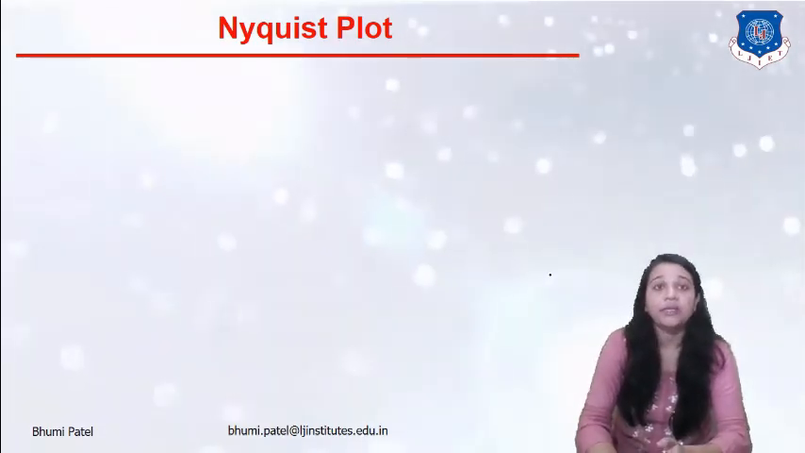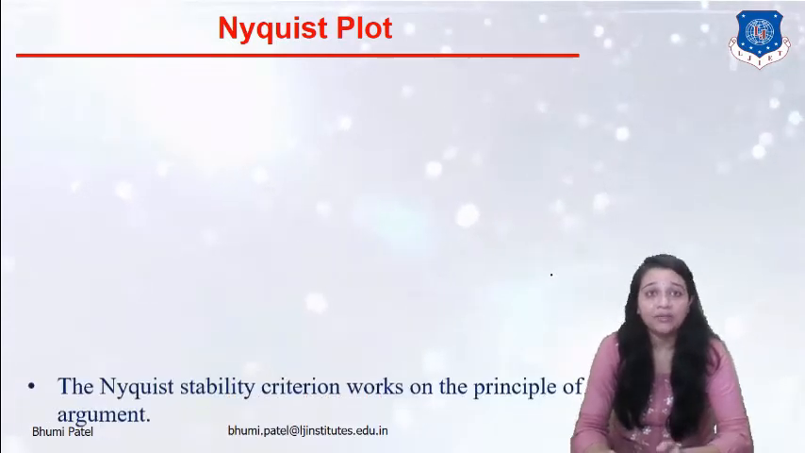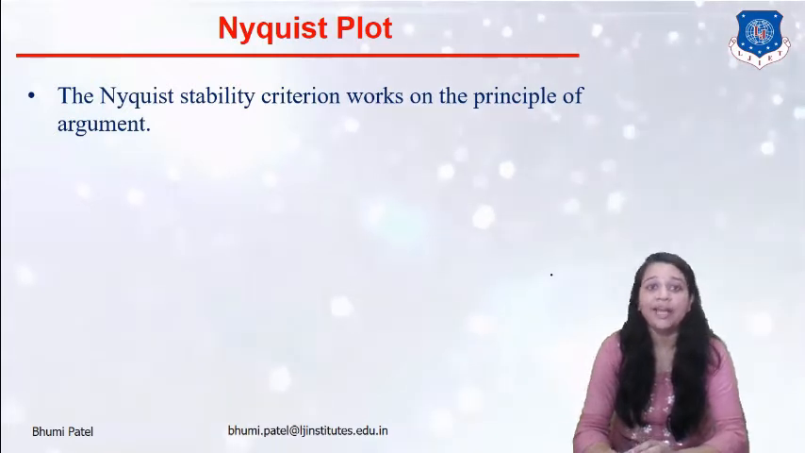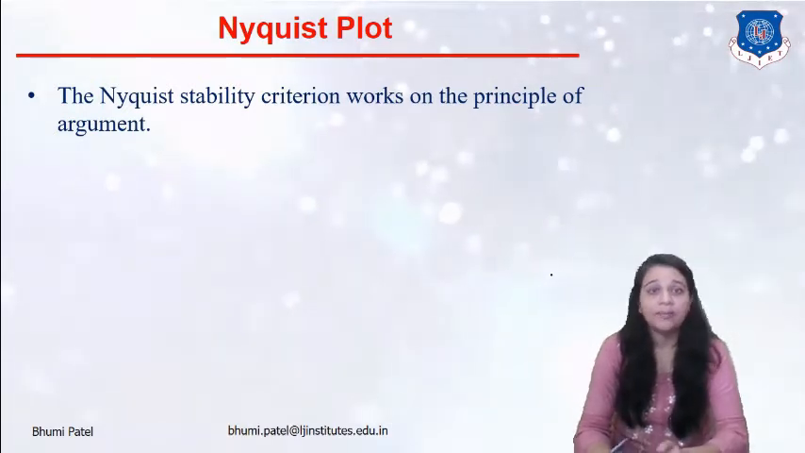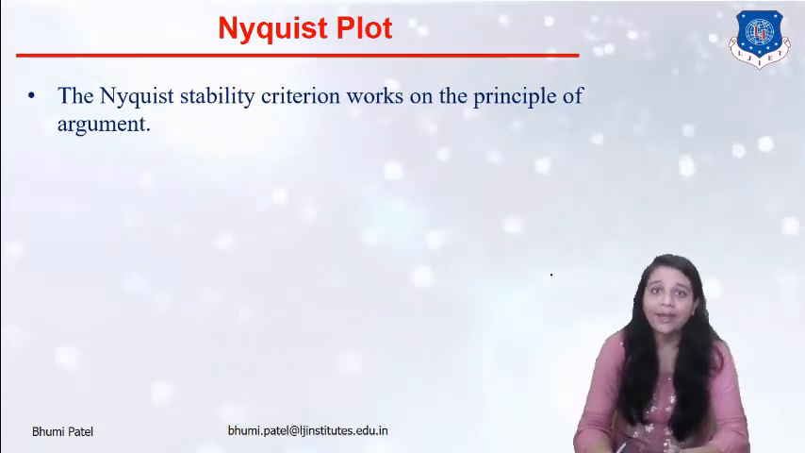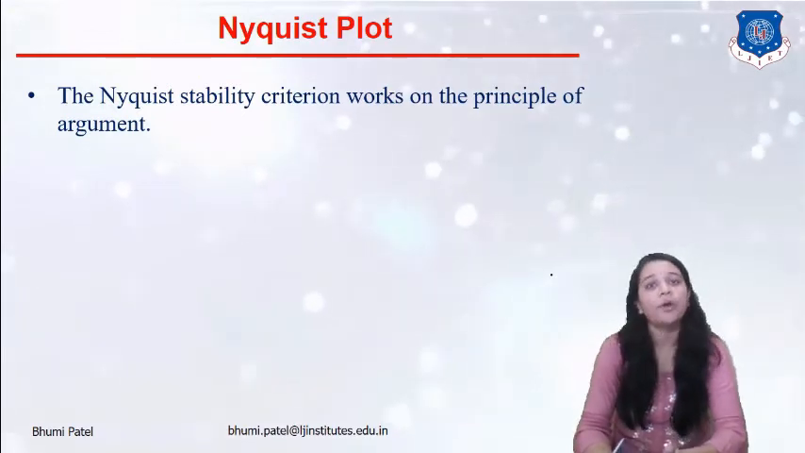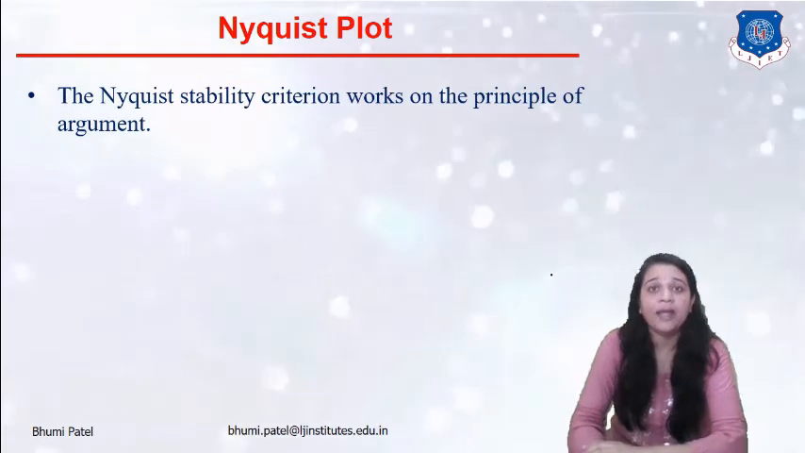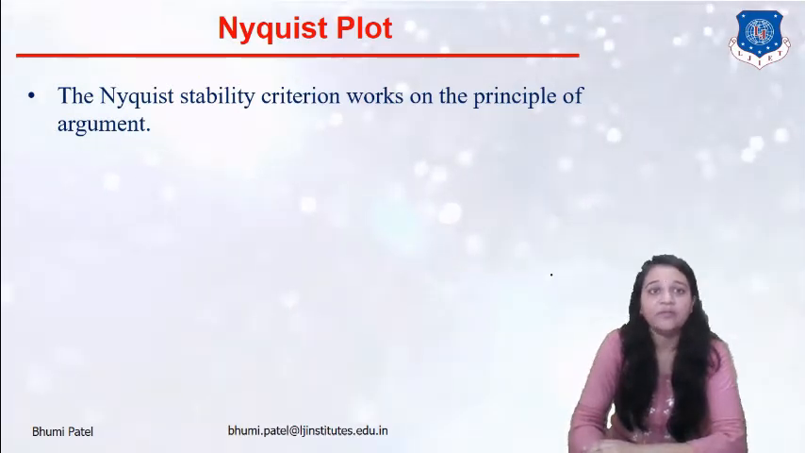Now, in the Nyquist plot, the Nyquist stability criterion works on the principle of the argument. The principle of the argument depends on how many poles and zeros are located in the right-hand part of the particular transfer function.